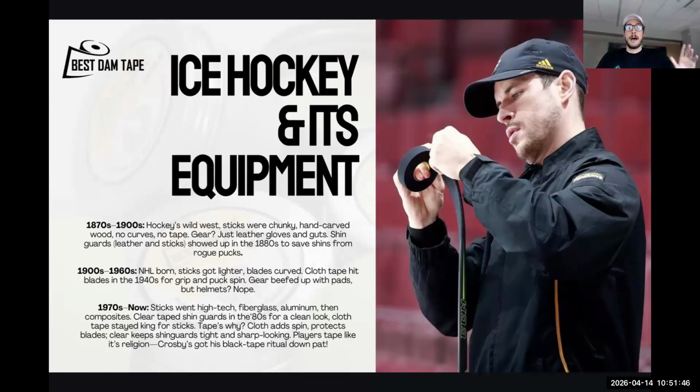I'll go in. Hi everyone. Ice hockey and its equipment. In the 1870s to the 1900s, sticks and tape were not even a thing. It was very much grab a wooden plank and throw some tape on there and you could go ahead. And then it started to develop as you moved into the 1900s and the 1960s. Sticks got lighter and the performance increased and everyone really saw tape as more of a value proposition than anything.